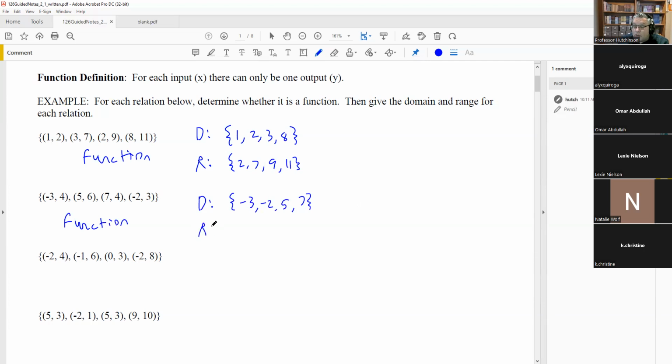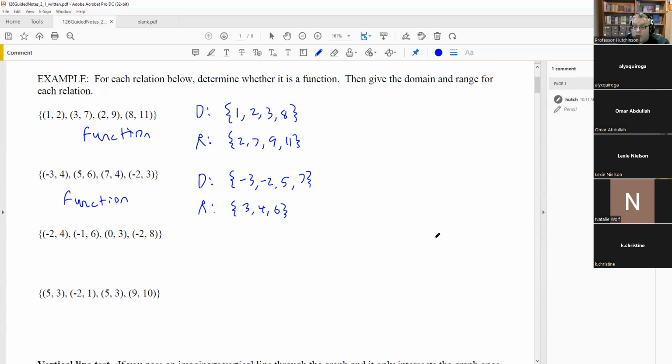Then the range, R for range, is going to be all the y values. Now if one is repeated like this, you only have to list it once. So I have 3 comes first, and then 4 is repeated, but I'm only going to write it once. And then I have 6. So I have a 3, a 4, and a 6. Those are all the y values that this is using. And that's all you have to put on that one.